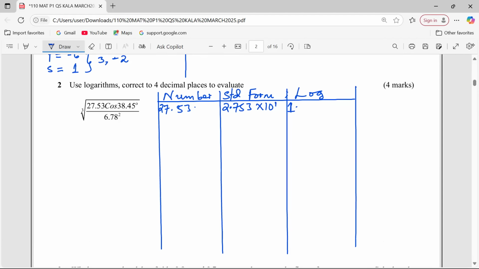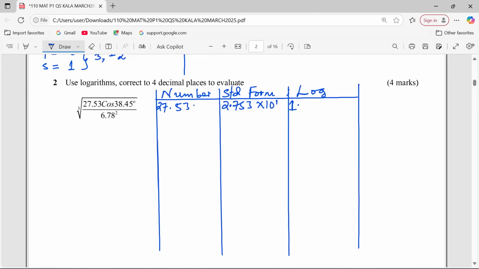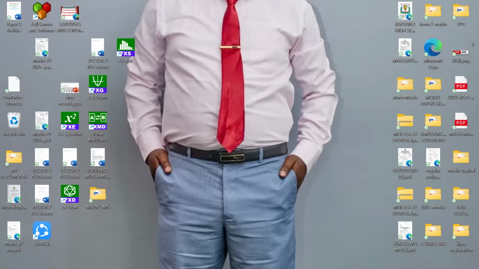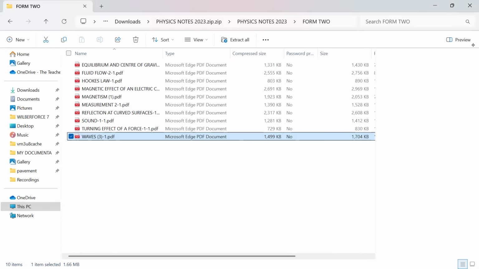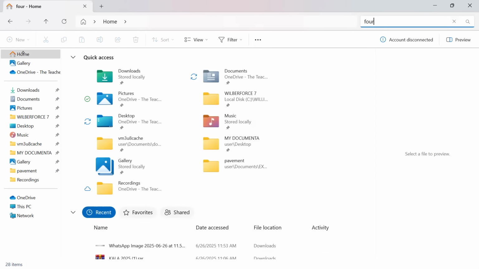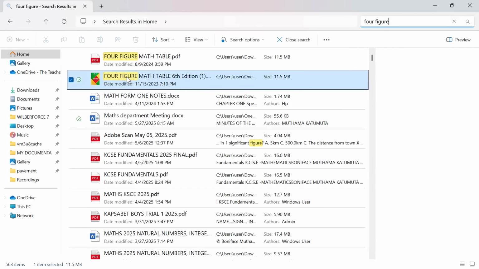Now we are supposed to find the logarithm of 2.753. The question is open. You've just been taught to use logarithms, so you can use the logarithms in the calculator or the logarithms in the mathematical tables. It's good for us to interpret the 4-figure mathematical tables, and that is what I'm going to open right away. The 4-figure mathematical table, it's here.